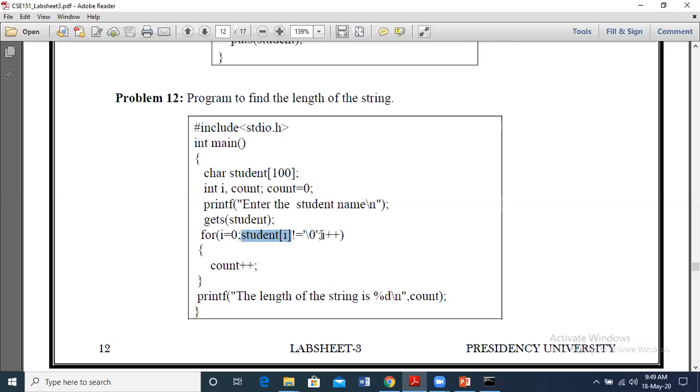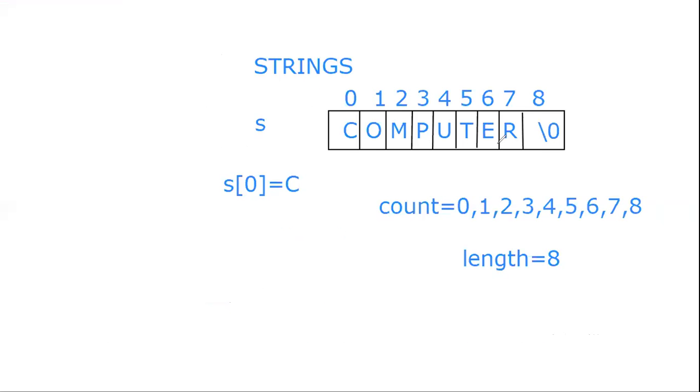Next, i is incremented, so i becomes 2. Student of 2 is checked with null. So it is not equal to null. Again, increment count. So this keeps continuing repeatedly until we count till R. Once we check R, R is also not equal to null. Count becomes 8. Now when i is incremented, i becomes 8, we check student of 8 not equal to null.